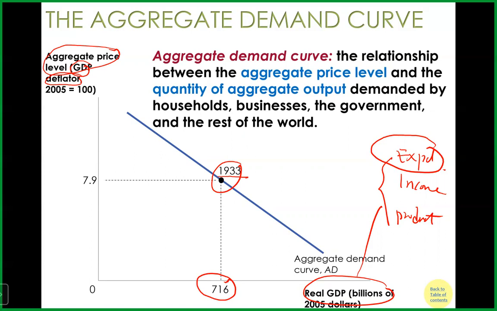So real GDP is $716 billion. This is just a reminder of current real GDP to see what makes a difference. Right now the US GDP is close to 19 trillion, so real GDP is close to 19 trillion. That's about 20 times, more than 20 times compared to 1933. This is total GDP. On the vertical line, this is the price level, 7.9. Now remember, we use 2005 as the base year. Make sure you understand what that means. This is basically saying that from 1933 to 2005, the price increased roughly 12-fold.